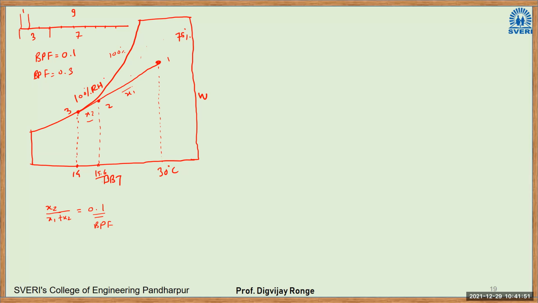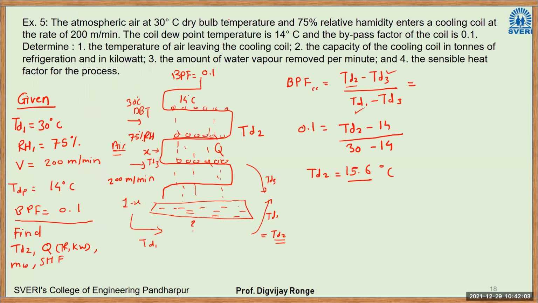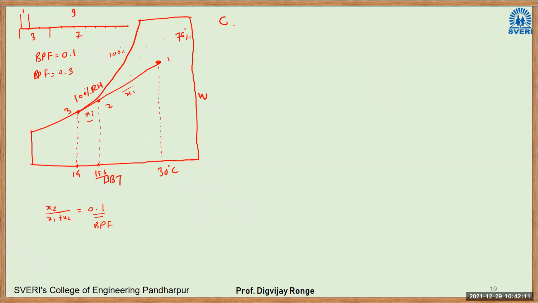Okay. Now here they have told us to calculate the cooling capacity of the coil. So how to calculate it? Let me check what we have to do here. TD2 we have calculated, so that is the first thing. The second thing is to calculate the Q value, the cooling capacity of the coil. So Q will be equal to mass flow rate of incoming air into H1 minus H2, right? So that will be the cooling capacity of the coil.